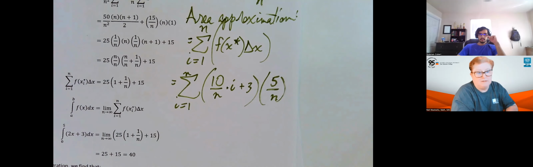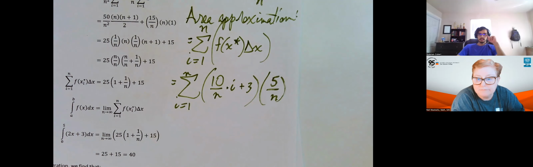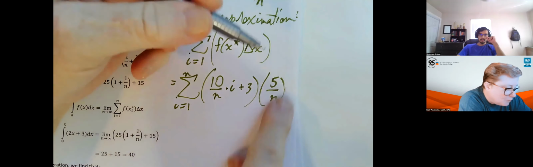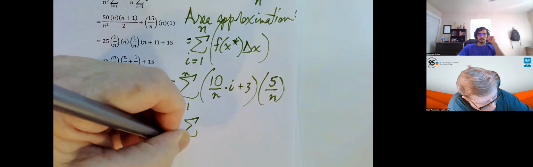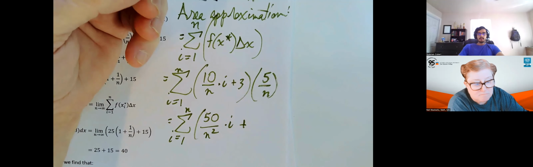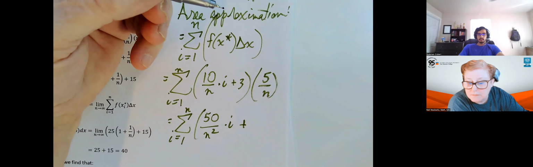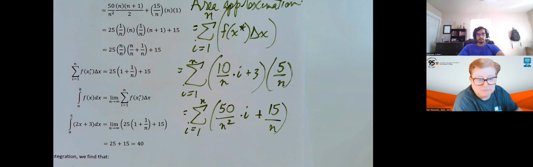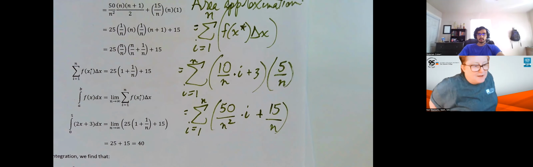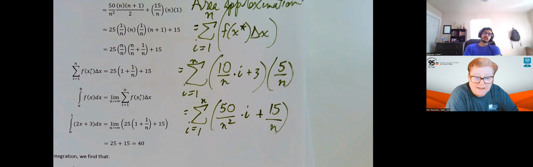Are we groovy so far? Okay, swell. Now I want to multiply this 5 over n through. So 5 times 10 is 50. I get 50 over n squared, still times i, plus, and then 5 times 3, 15. Thank you. Over n. Now, remind me now, which variable are we adding with respect to?